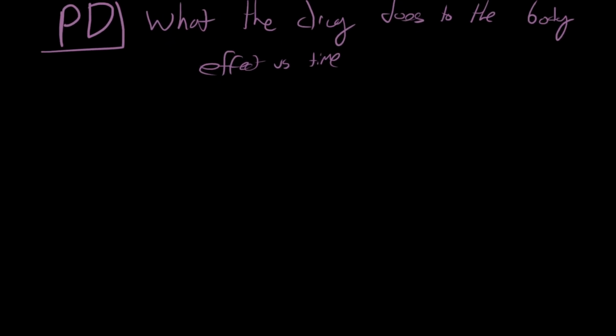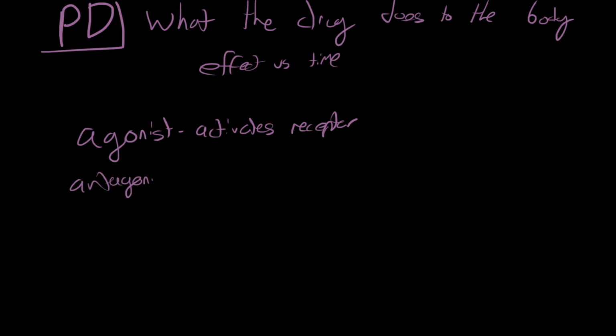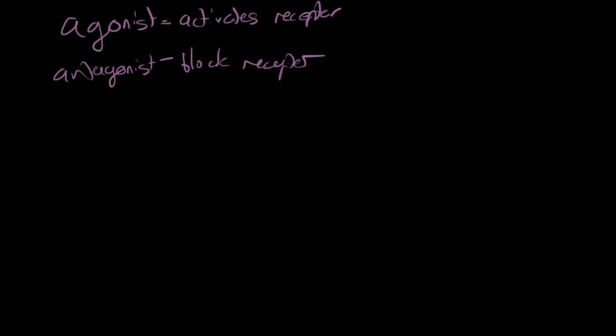Some key terms to know: pharmacodynamics has a lot to do with receptors and agonists and antagonists. So what is an agonist? An agonist activates a receptor. An antagonist is something that will block a receptor. We have partial agonists.